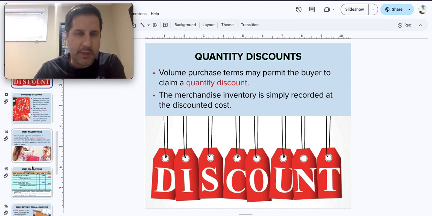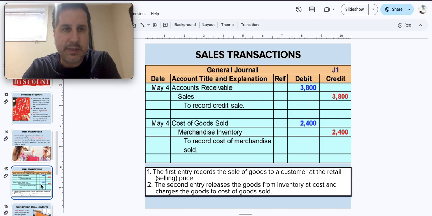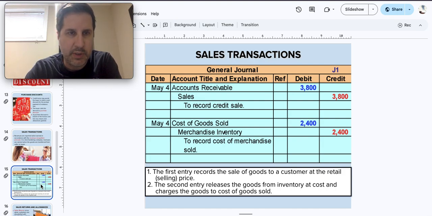Okay, so let's look at some sales transactions. When we sell goods to our customers, we know that we are going to get cash or an accounts receivable, and we made a sale. We've always done that with the service business, but there's going to be a secondary transaction as well. And that secondary transaction is going to show us how much that merchandise cost us. So take a moment to look at this slide. You may have to pause the video and rewind and watch a couple of times to see what's going on here, but I will explain it.